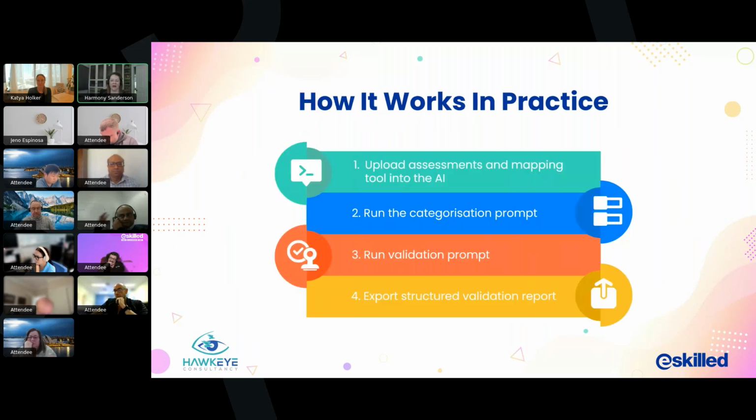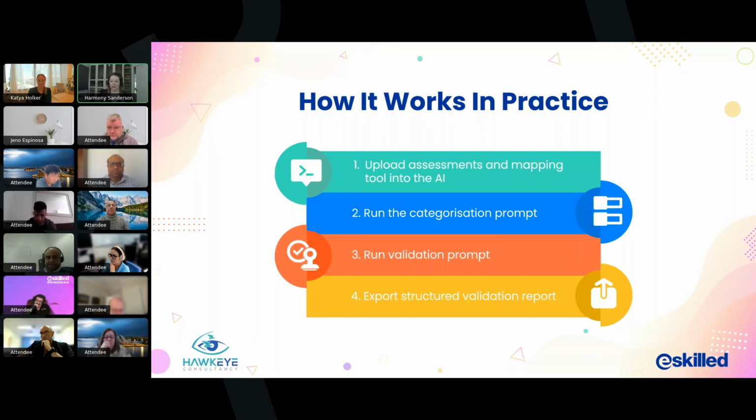So here's how it'll work in practice. Upload your assessments and mapping tool into your chosen AI tool, whether that's ChatGPT or Gemini. Step 2 is you create a new document, and when ready, run the categorization prompt, which will separate essay type and quiz type questions. And third step is you run the validation prompt on each category. So both will validate against the mapped requirement, context, and AQF level.